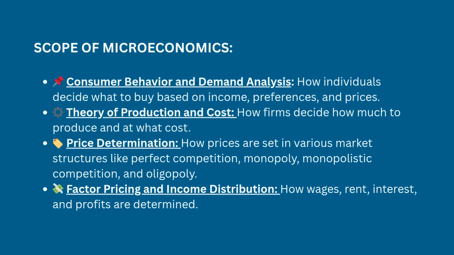Scope of microeconomics: consumer behavior and demand analysis, how individuals decide what to buy based on income, preferences, and prices. Theory of production and cost, how firms decide how much to produce and at what cost. Price determination, how prices are set in various market structures like perfect competition, monopoly, monopolistic competition, and oligopoly. Factor pricing and income distribution, how wages, rent, interest, and profits are determined.